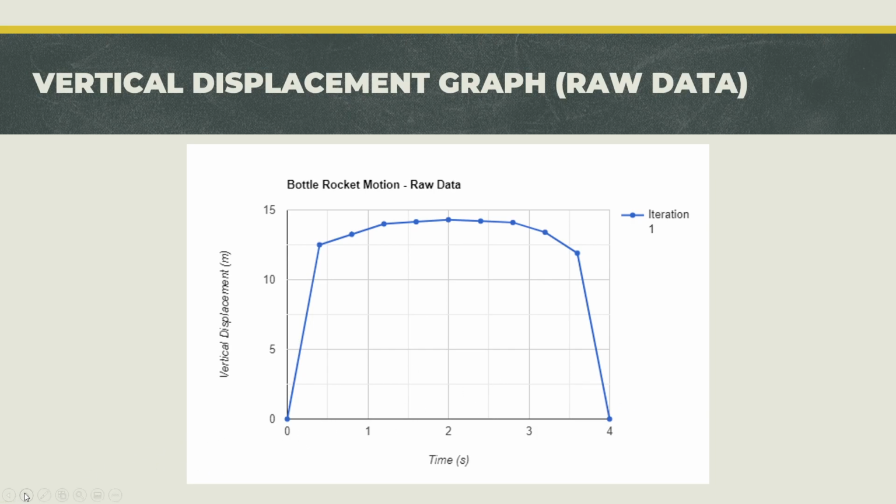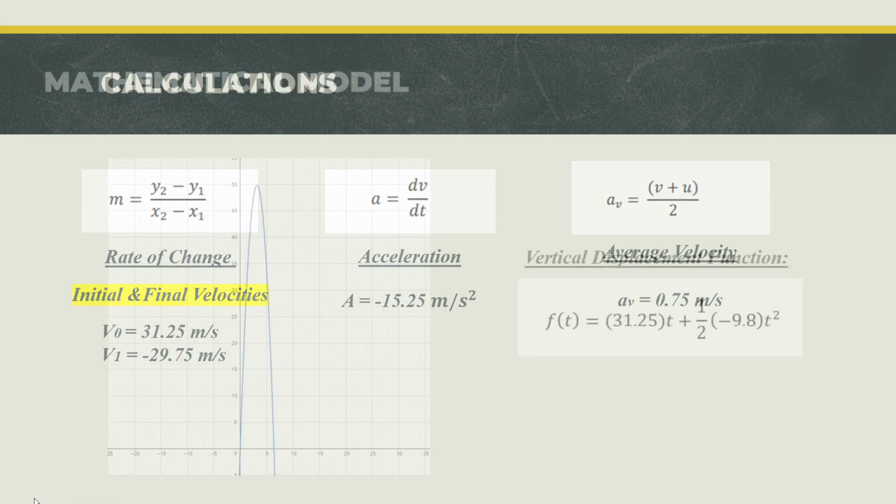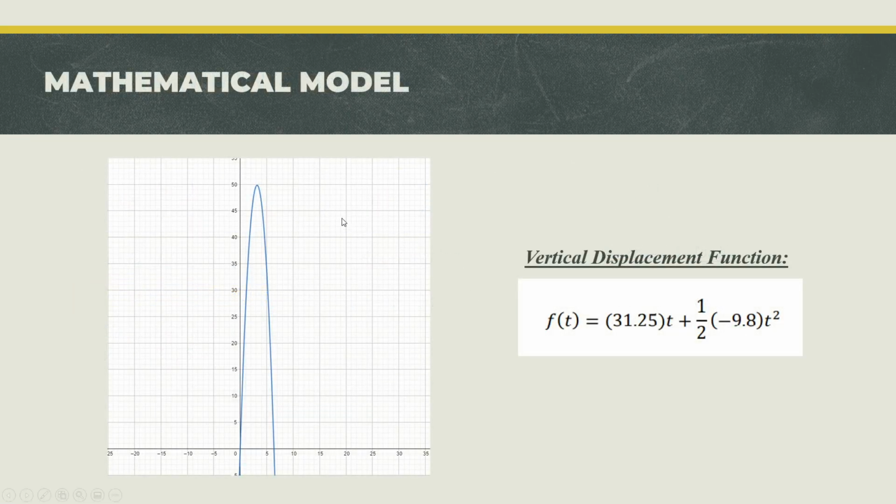from its launch to its eventual descent. And from this data, we were able to make some calculations using some important formulas, given mainly the rate of change formula, the acceleration formula, and the average velocity formula, which allowed us to get some important values: our acceleration, our average velocity, and most importantly, our initial and final velocities, which we're going to use mainly in our development of our mathematical model. You can see in this next slide over here.